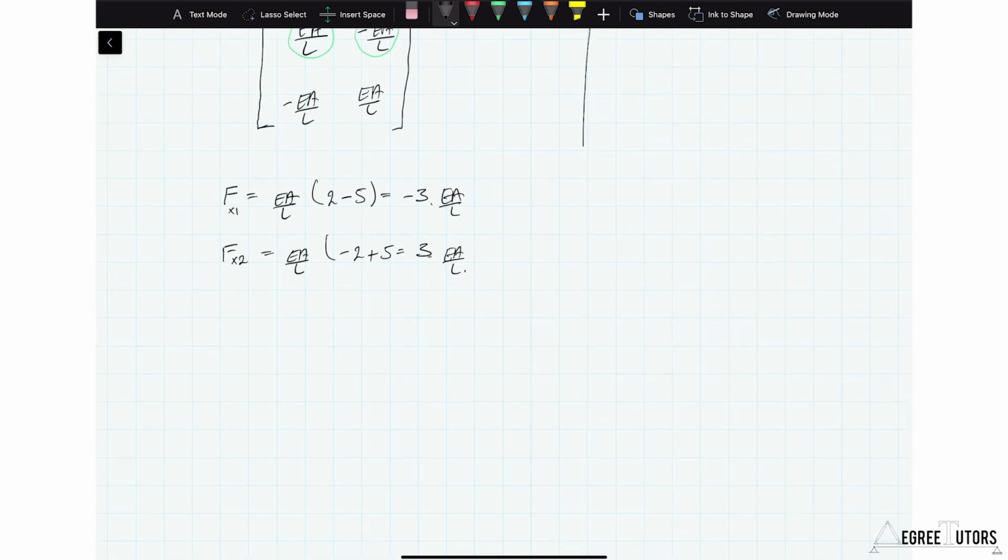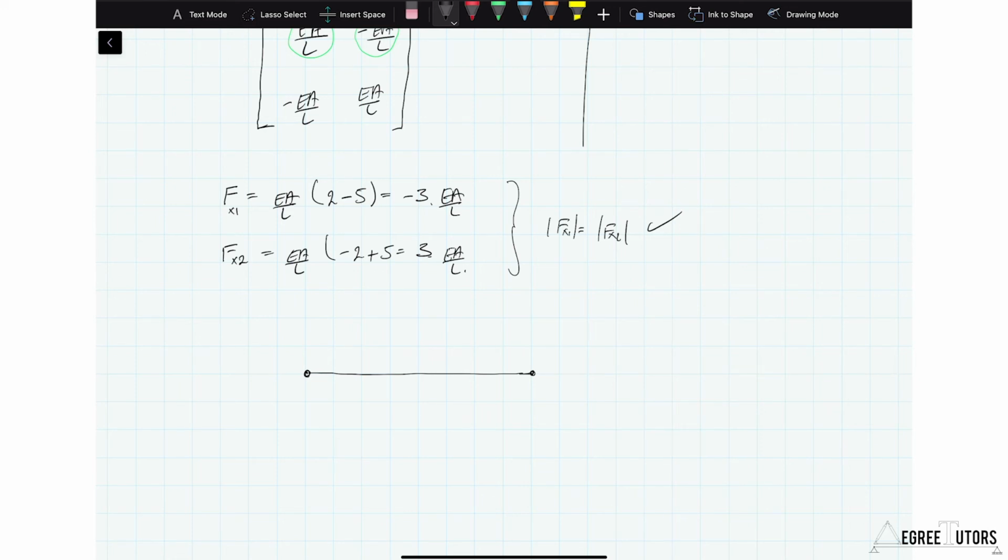So for our bar, let's just draw it here. We said that the force Fx1 was in the negative direction. So notice that the magnitudes, the absolute values of these forces are both the same. So that's good. Okay, so we can say the magnitude of Fx1 is equal to the magnitude of Fx2, which makes sense to us.